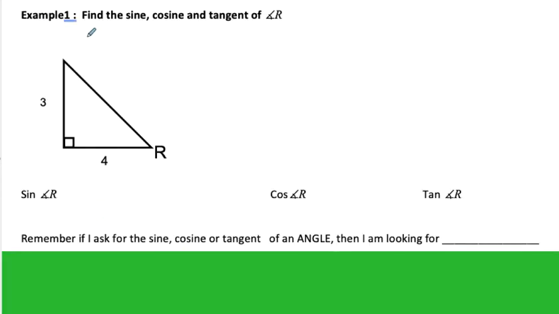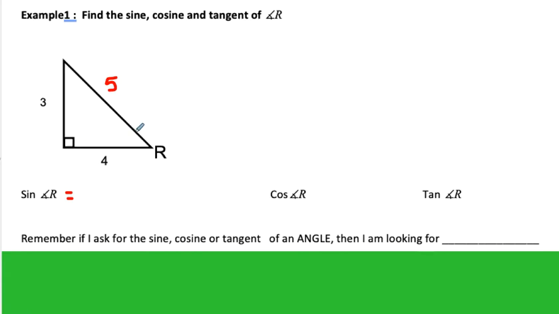If I asked you to find the sine, the cosine, and the tangent of angle R, I'm looking for the ratios that we figured out today. So the first thing that I actually have to do is to finish the triangle. It's a right triangle, so I'm going to find the third side by using the Pythagorean theorem, a squared plus b squared equals c squared, or in this case, I'm going to use a Pythagorean triple. So we know it's a 3, 4, 5 triangle.